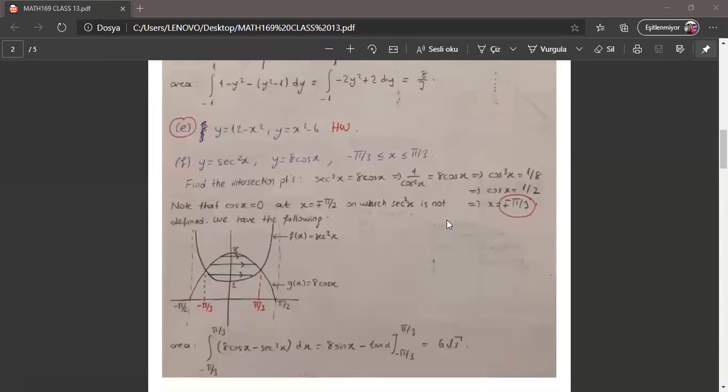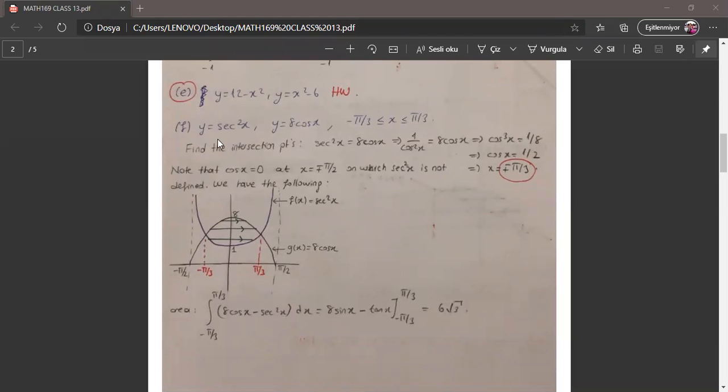Also homework. Now we have secant squared x and 8 cosine x. We're given this interval. Okay. First, find the intersection points. It's hard to directly sketch them, right? So let's first find the intersection points. We equalize them. Here we have 1 over cosine squared x, by definition of secant, equals 8 cosine x. So we have cosine x equals 1 over 2. And in this interval, we have only 2 roots here, plus minus pi over 3.